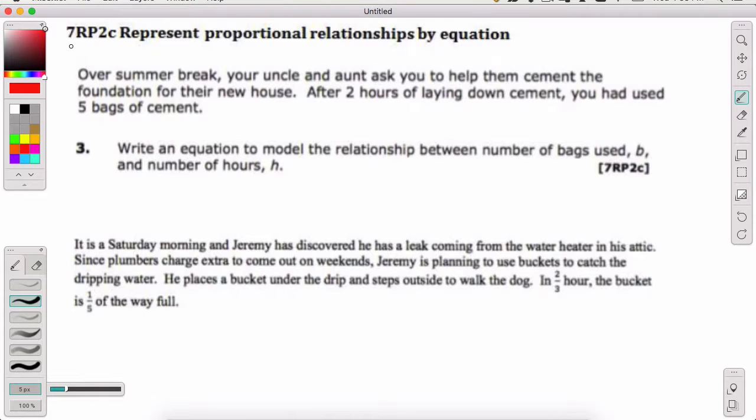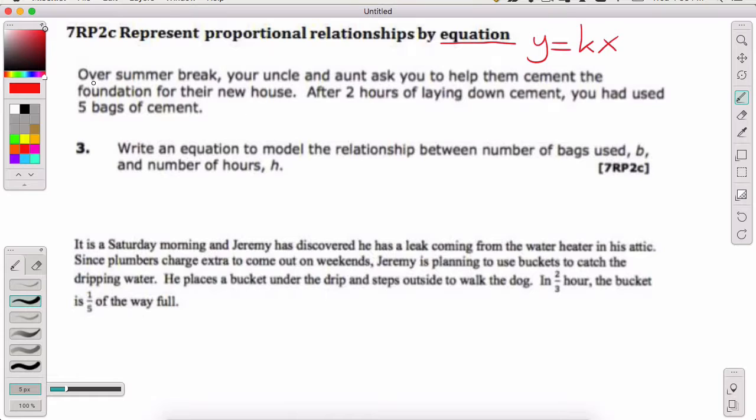Hi again, this is 7RP2c. Represent proportional relationships by equation. Okay, equation, I bet it's going to be this equation: Y equals k number times x. That's the equation that we've been working with.